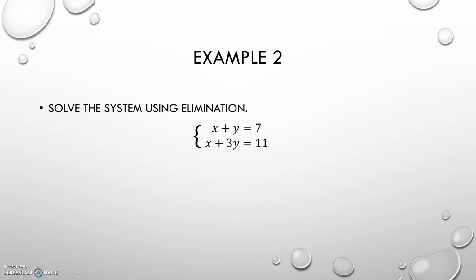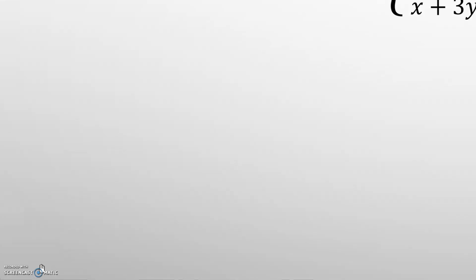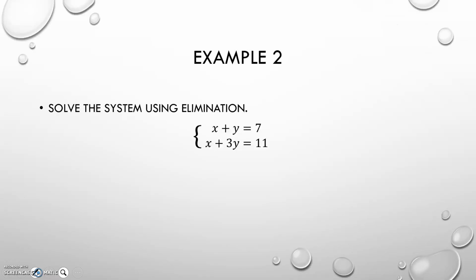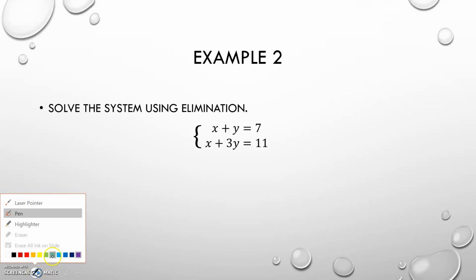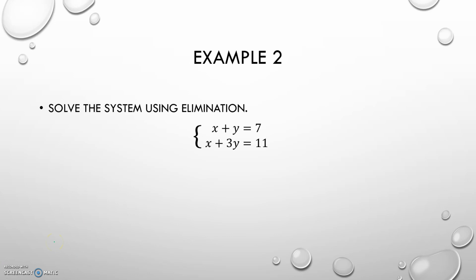Here we have another system. x plus y equals 7, x plus 3y equals 11. So I want same number, different signs. If I look at my y's, they have different numbers and the same sign. If I look at my x's, they have the same number, but they have the same sign. So I could really eliminate x or y.